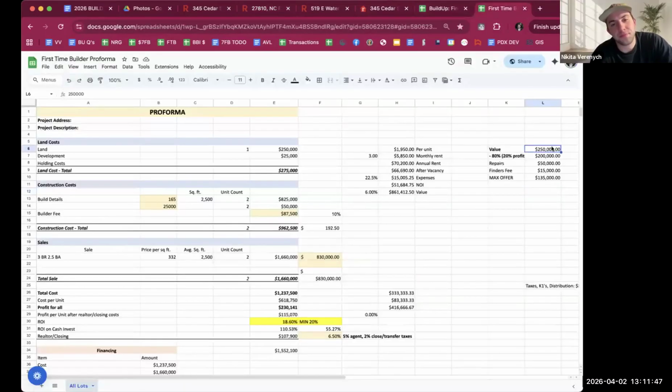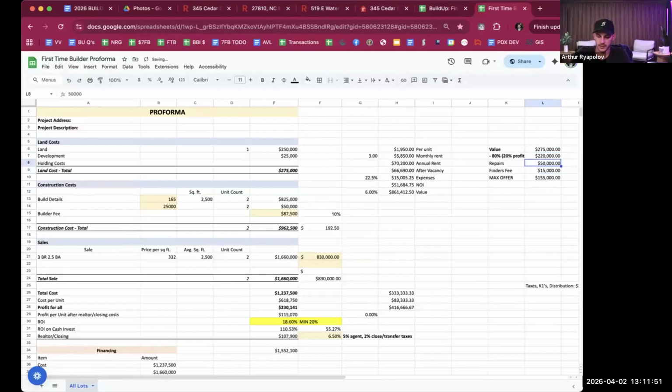So let's just say 250. Let's go 275 is the high point. We're going to say 80 grand of repairs. We're going to kind of max it out, 80 to 100K of repairs. You're going to want 25K. That means offer is 115.